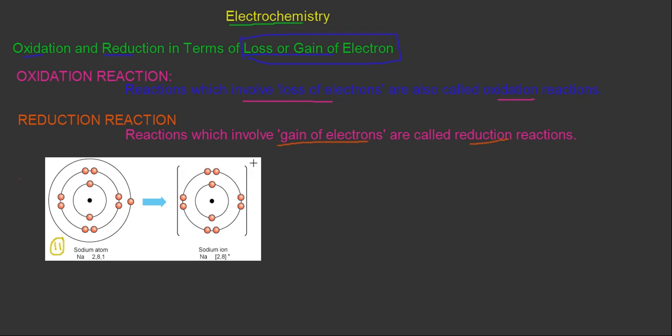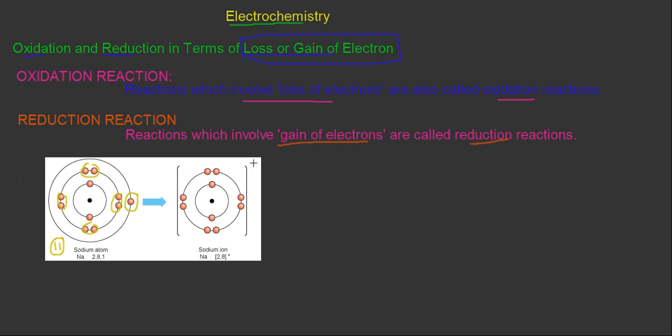Now the first shell of the sodium atom contains 2 electrons. Similarly, the second shell contains 8 electrons: 2, 4, 6, and then 8. While the last electron is present in the valence shell. So this is known as the valence electron, or valence shell electron, because it is present in the valence shell.